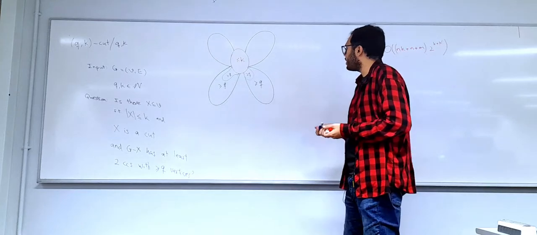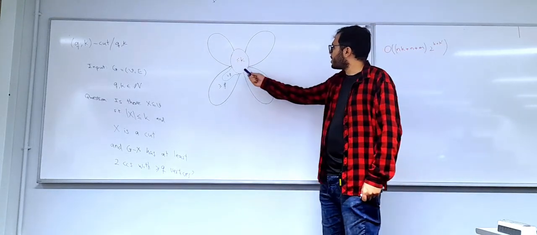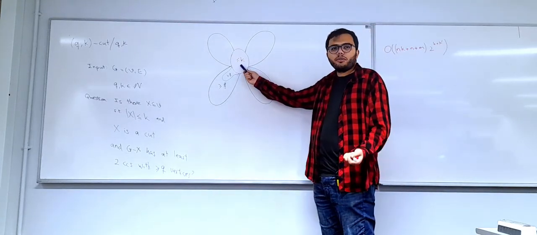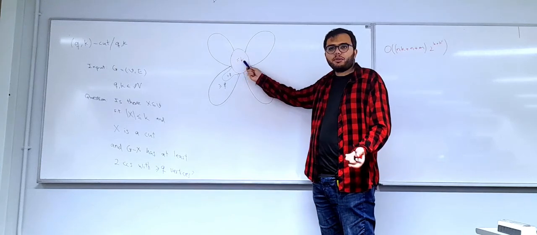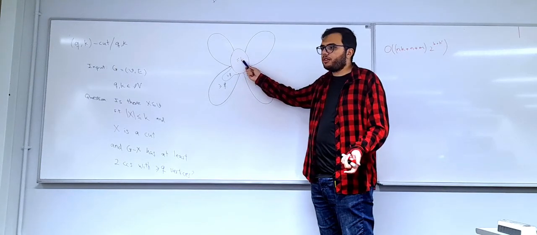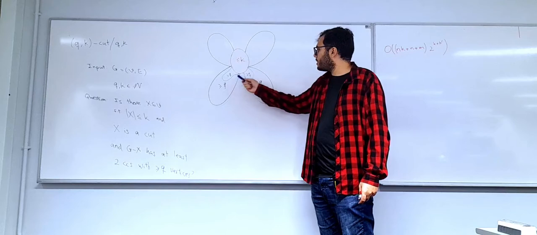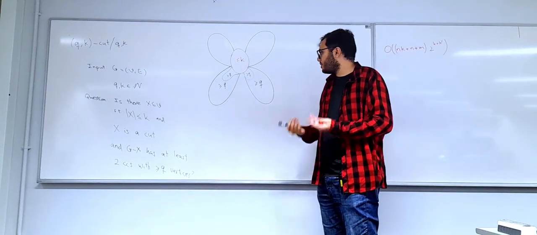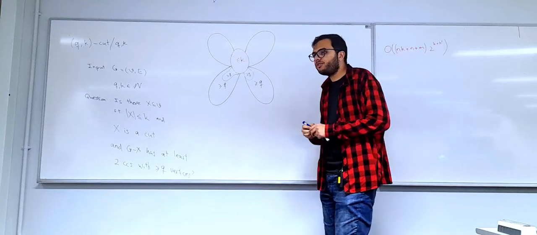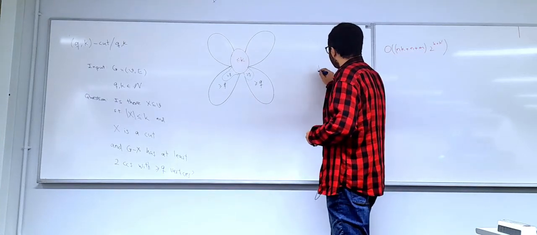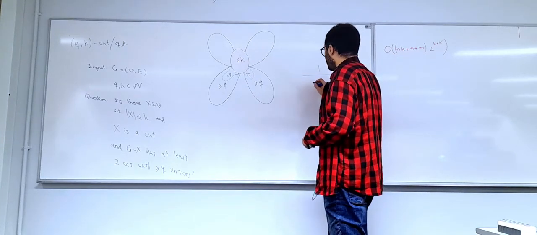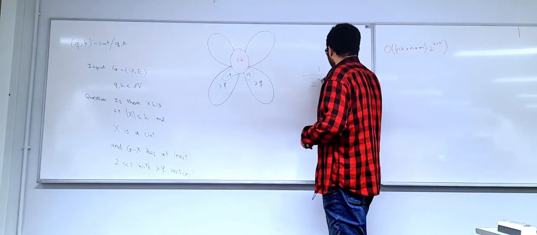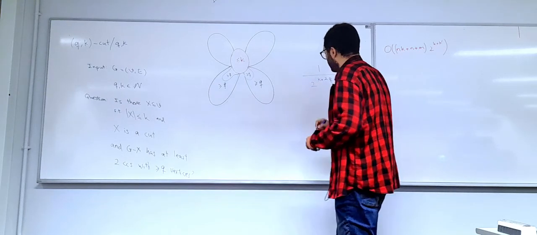So, again, I have k vertices here that should all be colored red. The probability of that is just 1 over 2 to the power of k. And then I have q vertices here and q vertices here that should be colored blue. And again, the probability for every vertex is a half. So my total probability of success is 1 over 2 to the power of k plus 2q.